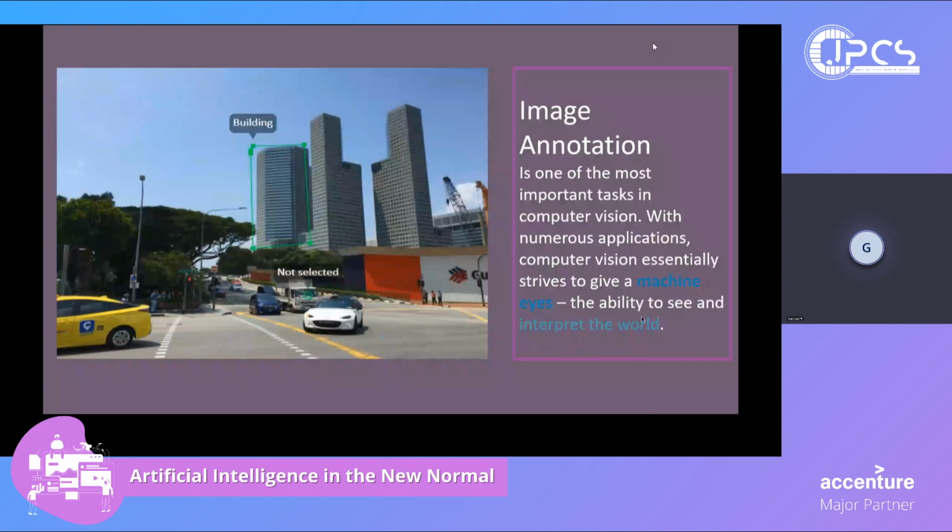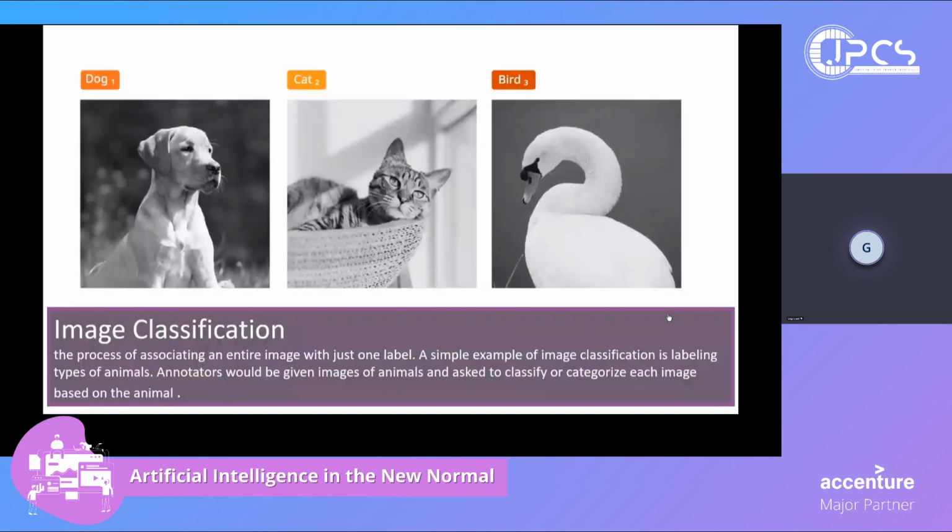So there are different ways of image annotation. One is image classification, wherein we classify one image into a certain object. So for example, this image right here is a dog. Right. And this image right here is a cat. So the process of associating an entire image with just one label, that's actually image classification. And with simple examples like this, we are able to annotate if that image has a cat or a dog or any animal.